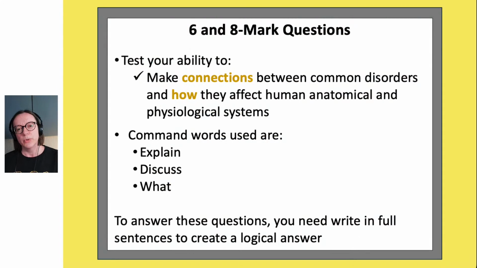So first of all, 6 and 8 mark questions test your ability to make connections. That's connections between common disorders and how those disorders affect human anatomical and physiological systems. What that means is how it affects organs and organ systems, so body systems. Sometimes a disorder might primarily affect the respiratory system, for example, but also have secondary or systemic effects on other body systems. So key to success in these long mark questions is knowing how those things interrelate and being able to explain them.